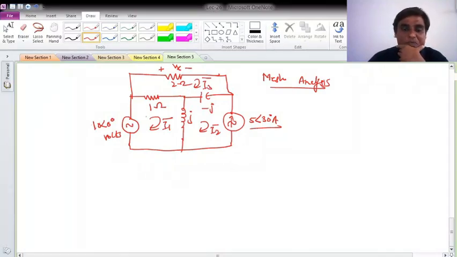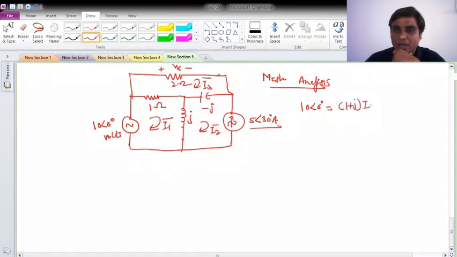Okay, so let me write for mesh 1. So for mesh 1, what will it be? Source is this, so it will be 10 angle 0 degree with the sum of all the impedances present in mesh 1. So what are they? 1 plus j I1 phasor. Then what is the common between 1 with 2? Minus j I2 phasor. What is the common between mesh 1 with mesh 3? Minus 1 I3 phasor. Okay, done. Equation 1.